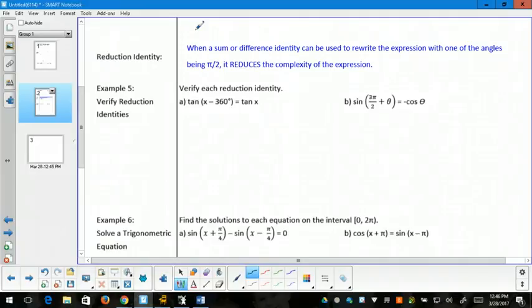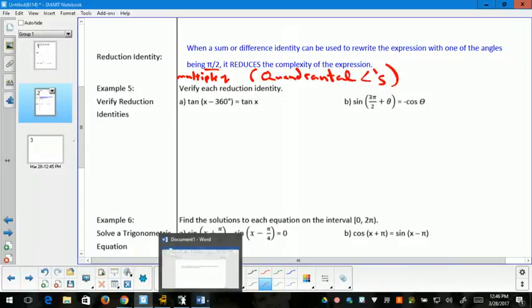And when it says with one of them being pi over 2, I should say a multiple of pi over 2, those are quadrantal angles, if you will. So it doesn't have to be pi over 2, it could be a multiple. So if it's any of our quadrantal angles, if you can rewrite any sum or difference expression using quadrantal angles, it will reduce it and make it easier.